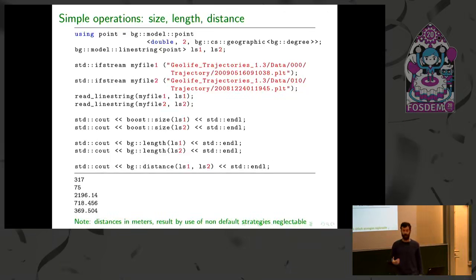And then I can ask what is the length. This is in meters, so I can take the two lengths of the trajectories. And then I can also ask what is the distance between those trajectories. This is the shortest distance from one trajectory to the other, again in meters, and I get this result. If I use strategies here to make it more advanced, since all of these are very short, less than 2 kilometers for the whole distance, I will not see any difference. So I can just use the default algorithms.